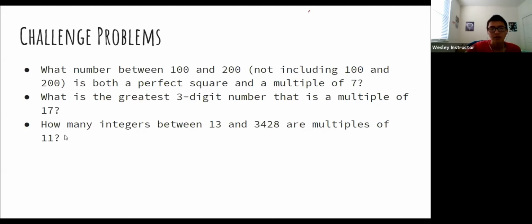And then the last one: how many integers between 13 and 3428 are multiples of 11? The answer is 310. The way to do this is to find the smallest multiple of 11 within this range and the greatest. The smallest multiple of 11 within this range is 22.